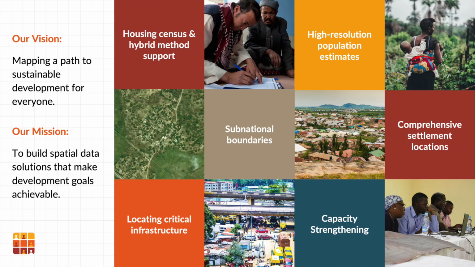GRID3 is funded by the Bill and Melinda Gates Foundation and the United Kingdom's Department for International Development, DFID. It is implemented by Columbia University's Center for International Earth Science Information Network, CIESIN, the United Nations Population Fund, UNFPA, WorldPop at the University of Southampton, and the Flowminder Foundation. This webinar will focus on one of our solutions, the high-resolution population estimates.